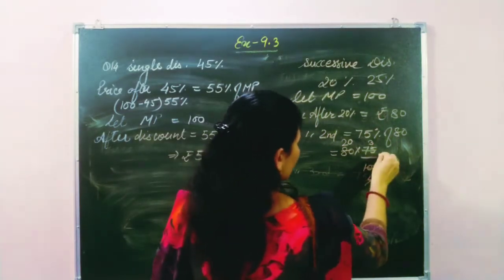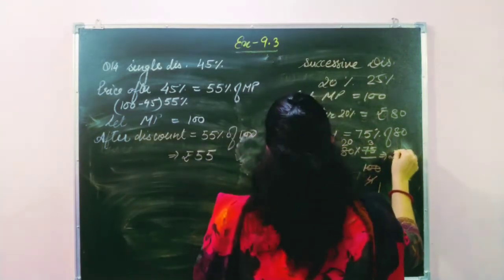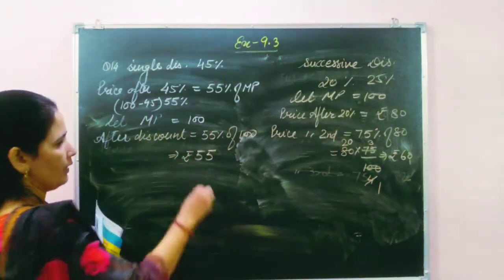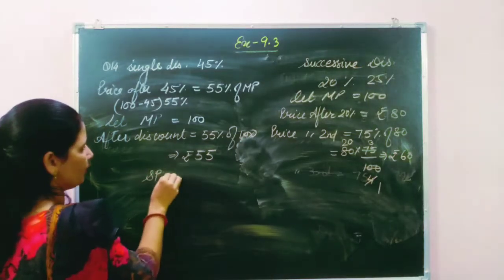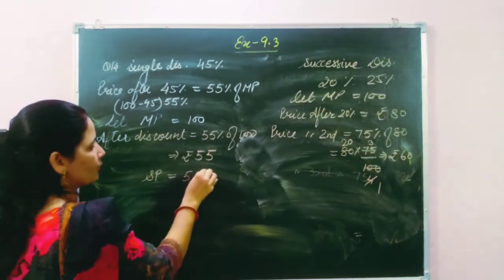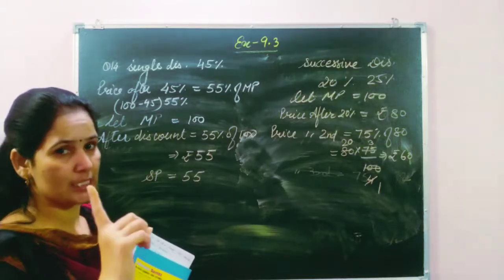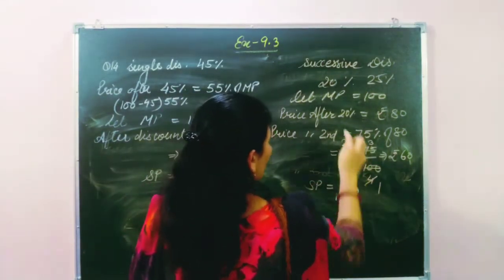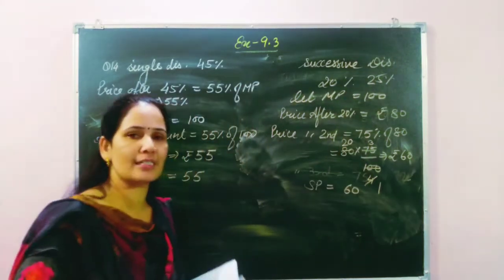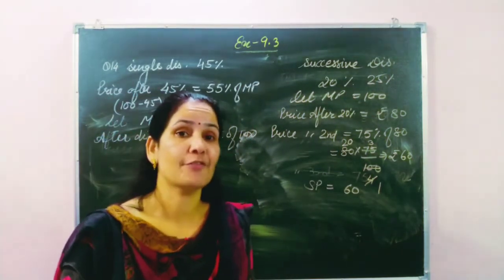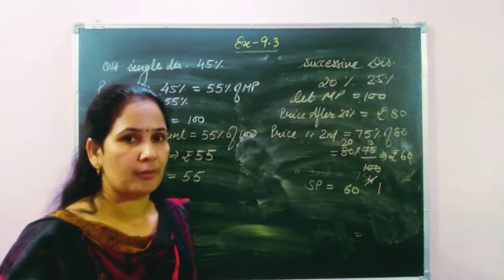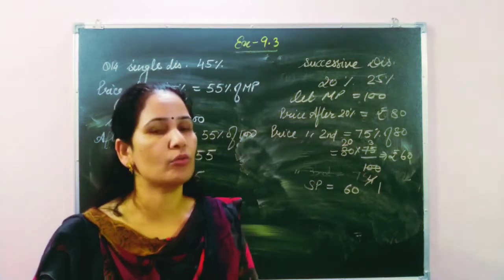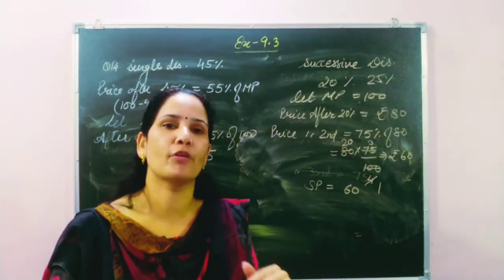Okay, now here is rupees 60. Friends, if we observe both, here the customer has to pay rupees 55 after applying the single discount, and rupees 60 after applying the successive discount. So which deal is favorable for the customer? Of course, the deal in which the customer has to pay less amount is favorable for the customer.